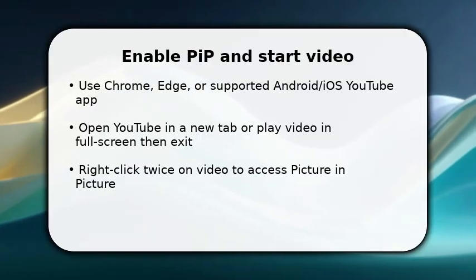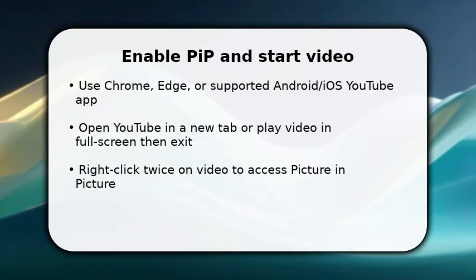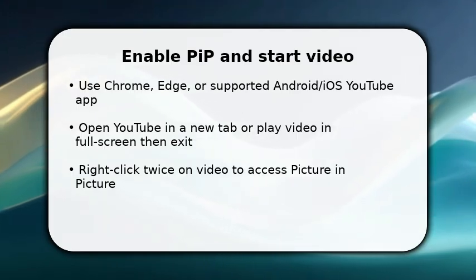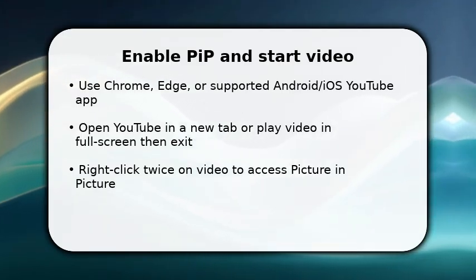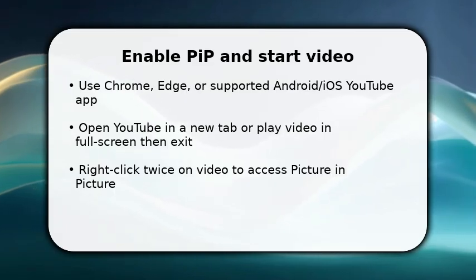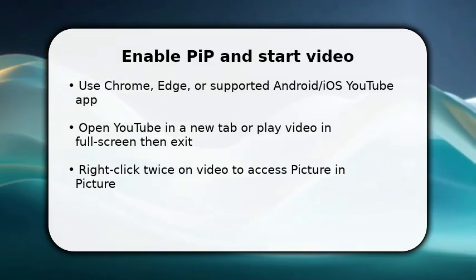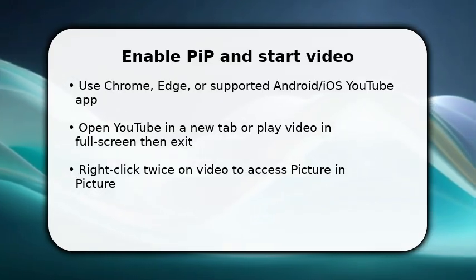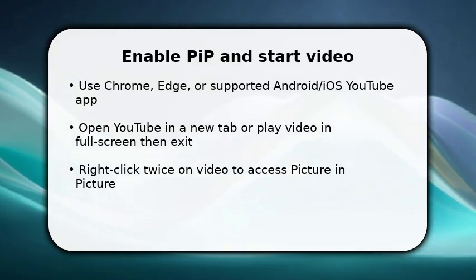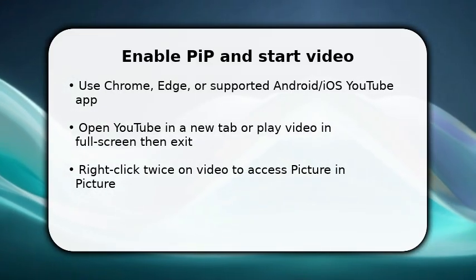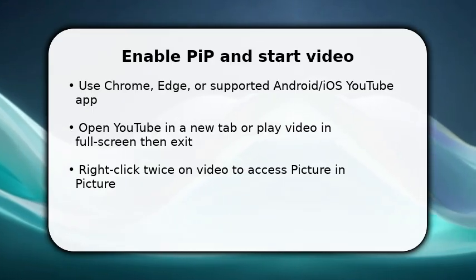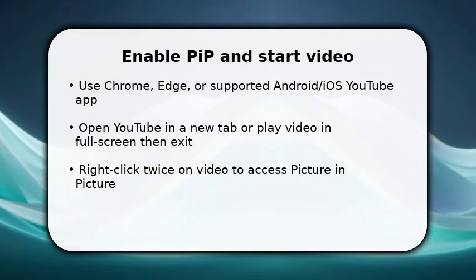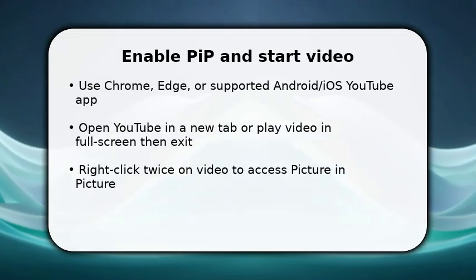You should start with the video open in a supported browser or app. This is essential. Once the video is playing, make sure you're not in an extension-blocked mode and right-click the video twice to reveal the context menu. You'll see picture-in-picture. Click it. If you're on mobile, tap the home gesture or use the Pi-P control from the notification shade. This begins the Pi-P window so you can keep watching while switching apps or tabs.